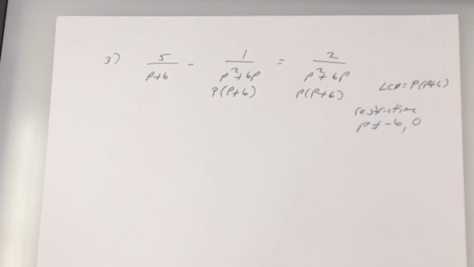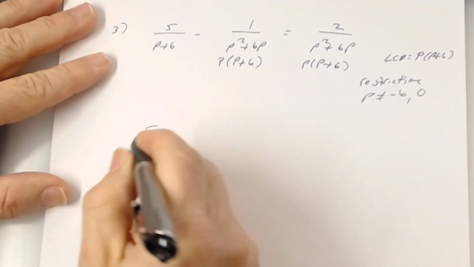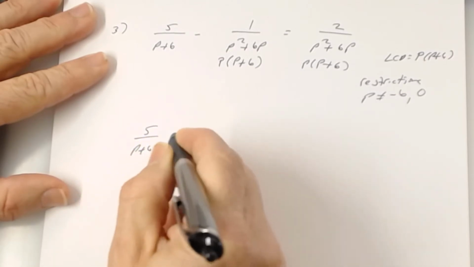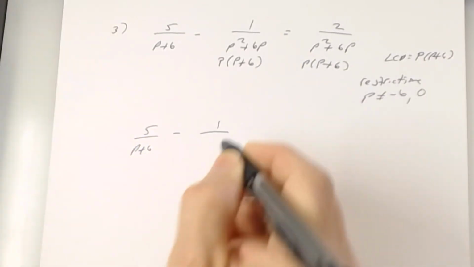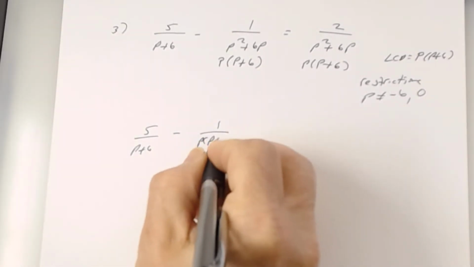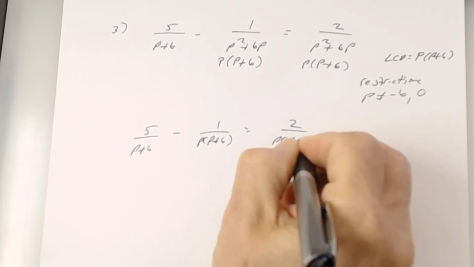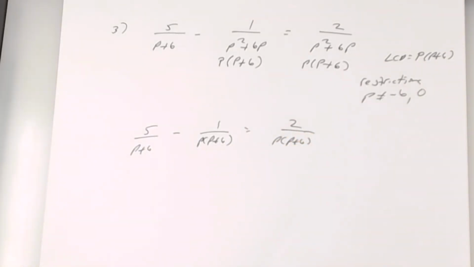Now when you write those fractions though, let me remind you what I want you to do. Your first fraction, you're going to say this, minus your second fraction. Now here's a question. Are you going to write the denominator as p squared plus 6p? No, you're going to write it in that factored form. So what are you going to write it as? P times p plus 6, equal 2 divided by p times p plus 6.